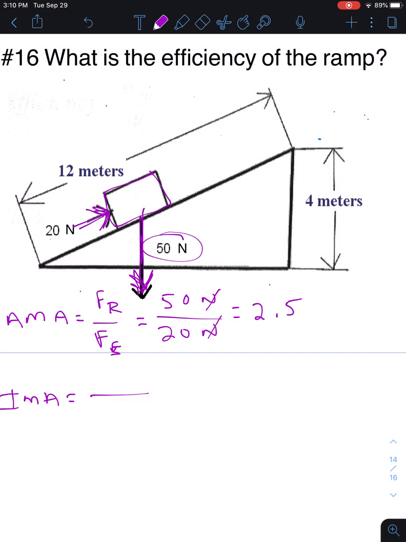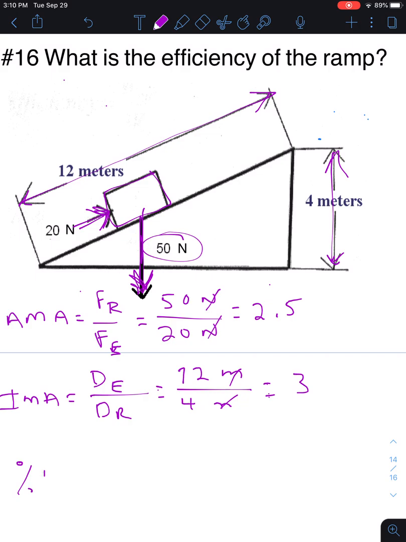Ideal mechanical advantage, IMA, is your distance of your effort divided by your distance of resistance. Distance of your effort, remember, is how far you had to push it. In this case the ramp is 12 meters long. And this is your distance of your resistance, 4 meters. 12 divided by 4 is 3.